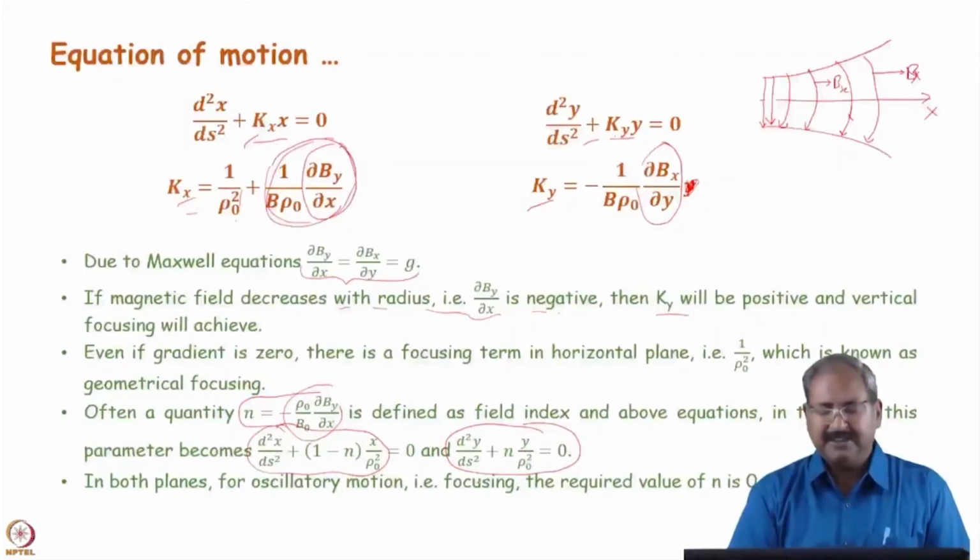Now here you can see that if n is greater than 1, this quantity in the bracket will become negative. And in the horizontal plane, there will be defocusing. So n should be less than 1 for focusing in the horizontal plane. And here, if n is negative, then defocusing will occur in the vertical plane. So in the vertical plane, if you want focusing, n should be greater than 0. So for the horizontal plane, n should be less than 1, and for the vertical plane, n should be greater than 0 for focusing action. So n should be between the values 0 and 1, and in this range, we will get focusing in both the planes.